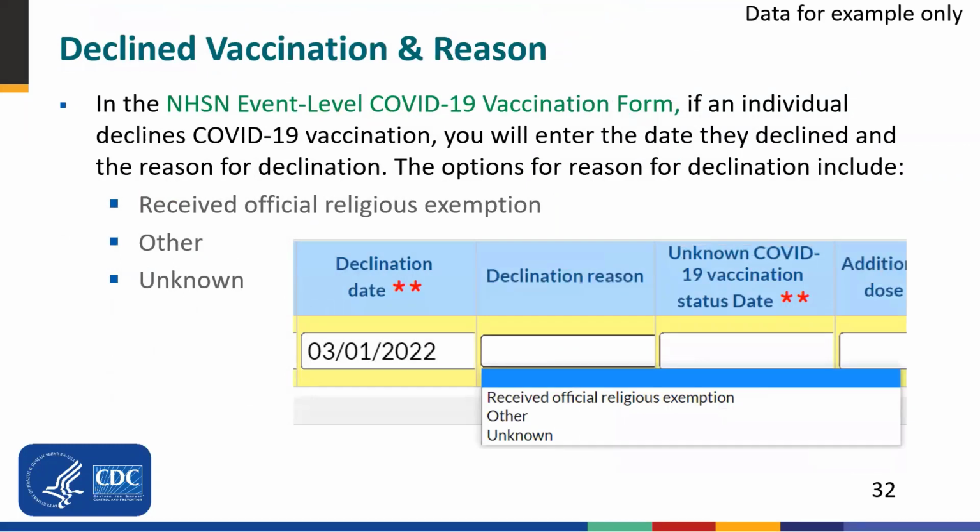Additionally, in the NHSN event-level COVID-19 vaccination form, if an individual declines COVID-19 vaccination, you will enter the date they declined and the reason for declination. The options for reason for declination include receiving an official religious exemption from the facility, other, and unknown.